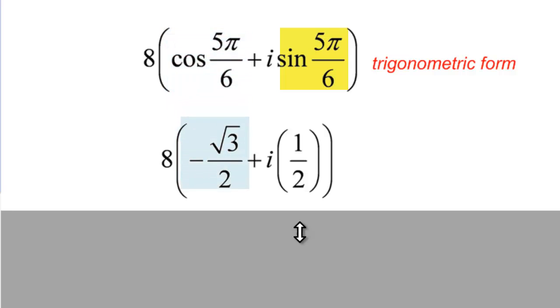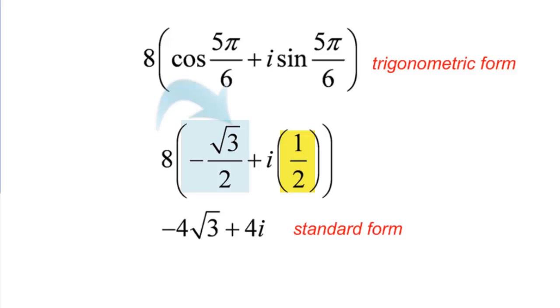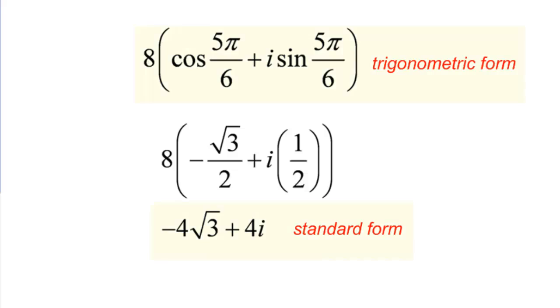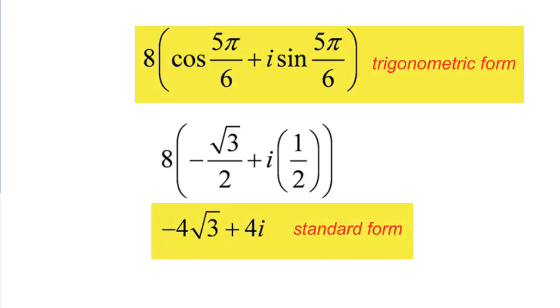So the cosine of 5 pi over 6 is -√3 over 2. The sine of 5 pi over 6 is 1/2. And now I distribute the 8. So 8 times -√3 over 2 yields -4√3. And 8 times 1/2 is 4. So the standard form of the given trigonometric form of that complex number is -4√3 plus 4i.